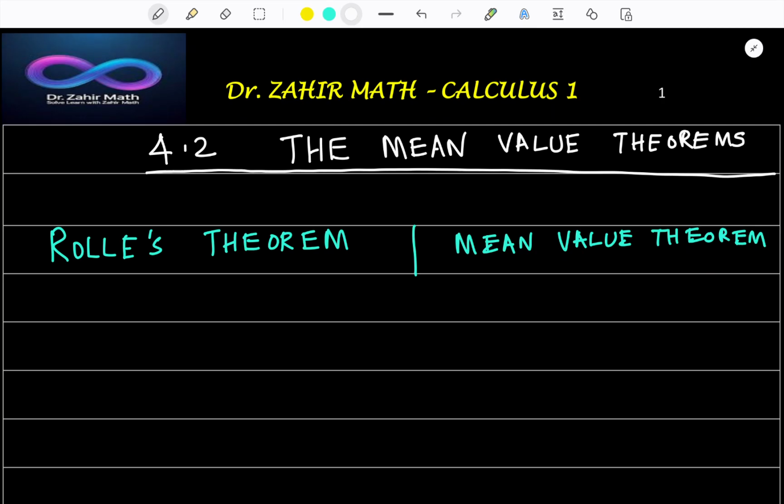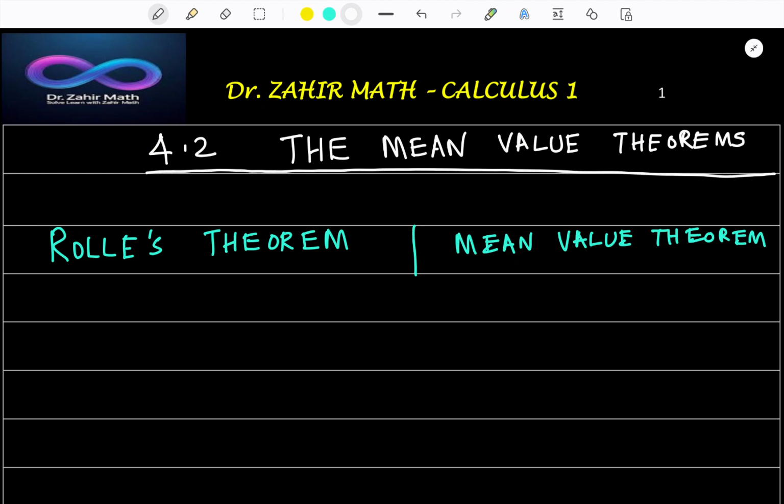Right, in this video, we are going to learn exercise 4.2, the mean value theorems. There are two theorems in this: one is Rolle's theorem and the other is the mean value theorem. If you are confused about this topic, don't worry. We will break it down step by step and make it simple and clear.